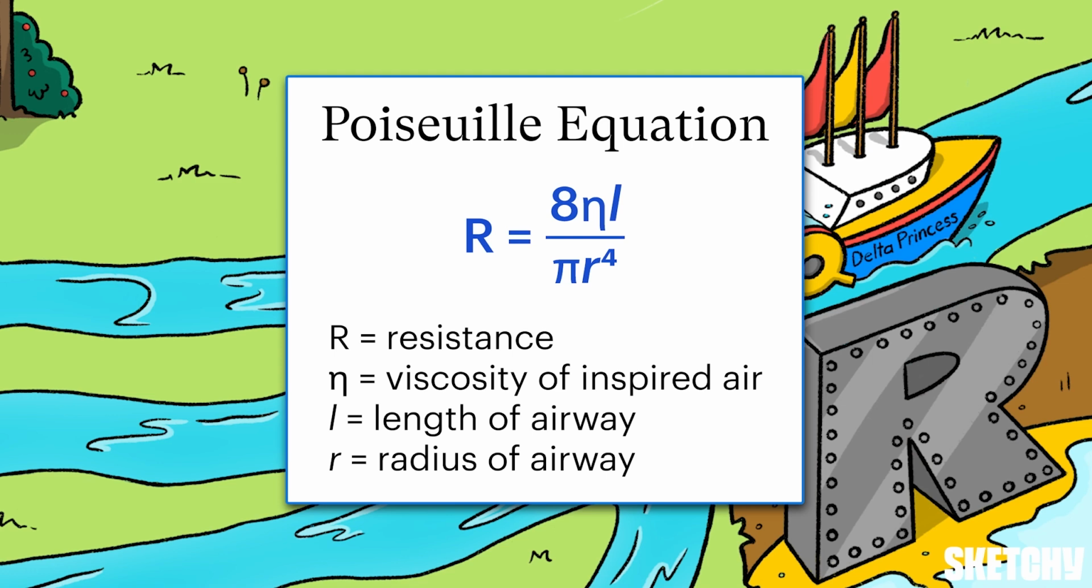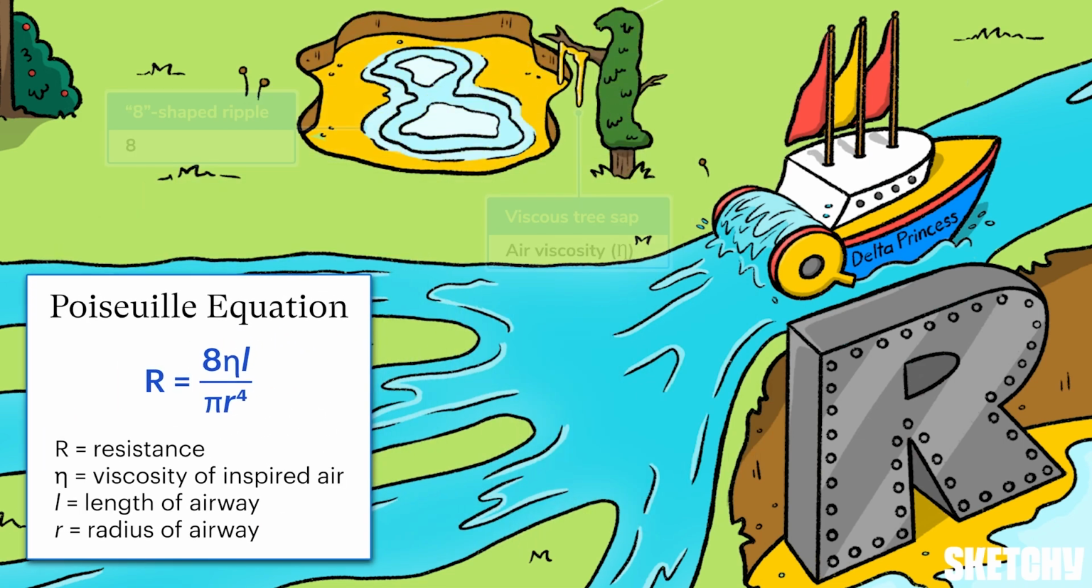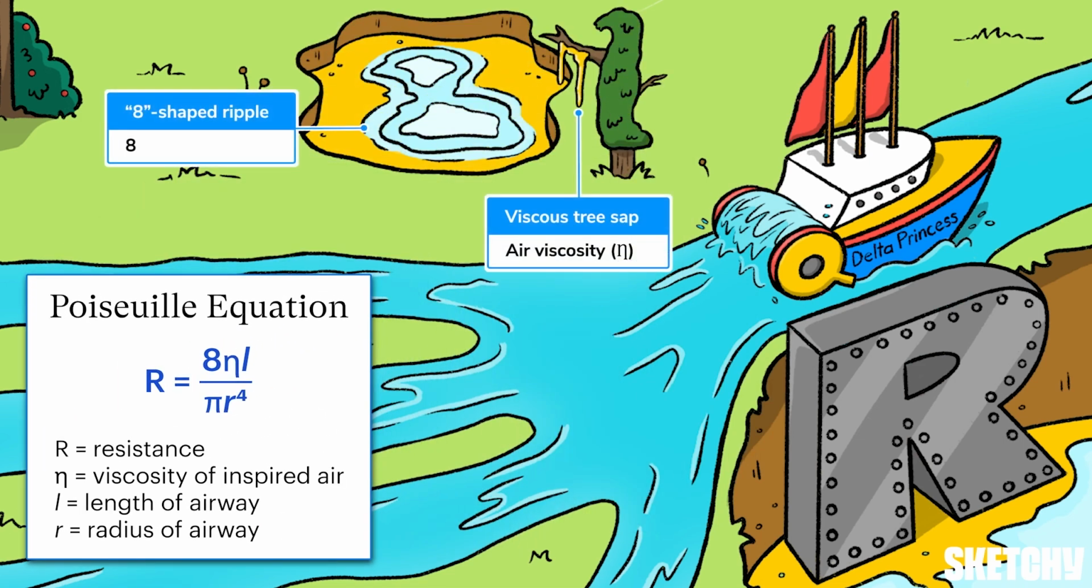by recreating it using symbols that resemble each component. The first thing that Poiseuille tells us is that airway resistance is directly proportional to air viscosity. The more viscous the air, the more airway resistance. Generally speaking, viscosity refers to the thickness of a liquid or gas, which is why it's depicted here by this thick, dripping tree sap in the shape of a Greek letter eta. For the most part, air viscosity doesn't change, but we'll touch on a few special cases a little bit later.